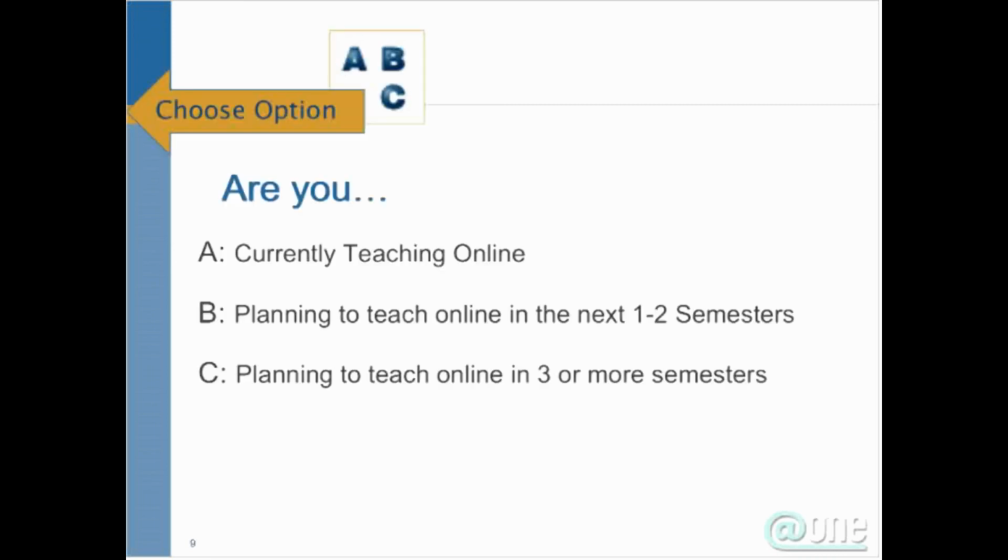So we're going to start off here with a little interactive quiz. In 1 second, you'll see these letters pop up right underneath where you saw the check mark on the X before. So you can go ahead and just right now tell us if you are currently teaching online, choose A. If you're planning to teach online in the next 1 or 2 semesters, choose B. And if you're thinking about teaching online maybe in 3 or more, or you're not quite sure yet, go ahead and choose C.